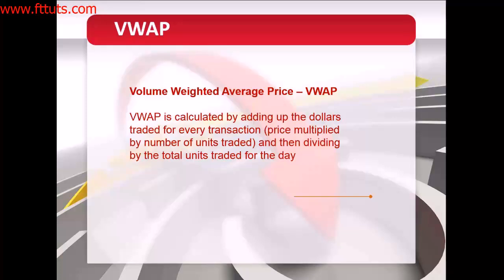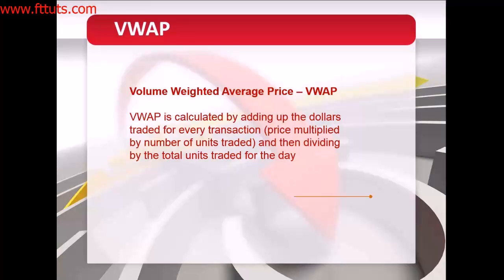Well, what is the VWAP? If you're not familiar with it, the VWAP is calculated by adding up the dollars, or the amount of money traded for every transaction, which means they take the price, multiply it by the number of units traded, and then divide it by the total units traded for the day. We're trying to find the volume weighted average price. The general theory is, if you are buying below the volume weighted average price, you're buying at good prices. If you are selling above it, you're selling at good prices. That's a very primitive explanation of the VWAP.